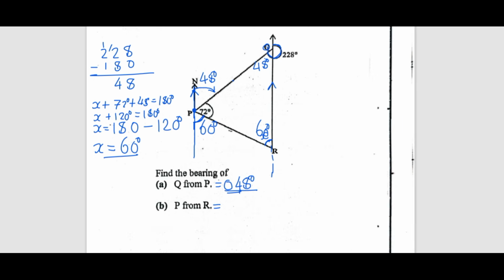Then P from R. So this is our R. So move in this direction until we reach this point. We know that if we are to complete this, it will give us a circle. A circle adds up to 360. So we'll say 360 minus 60. This will give us 300 degrees.